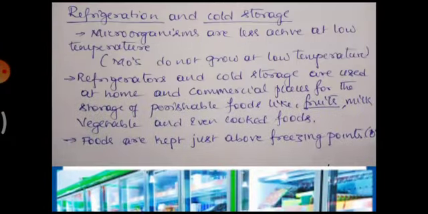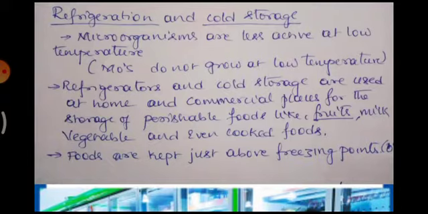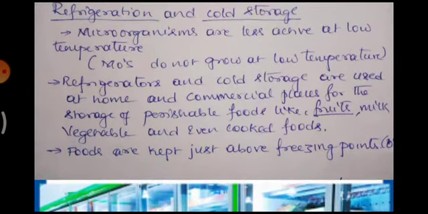Next is refrigeration and cold storage. Microorganisms are less active at low temperature. At a very low temperature, microorganisms cannot grow, and this is employed in the refrigeration or cold storage technique. Refrigerators and cold storages are used at home on a small scale and on a large scale in commercial places for storage of perishable foods like fruits, milk, vegetables, and even cooked foods.